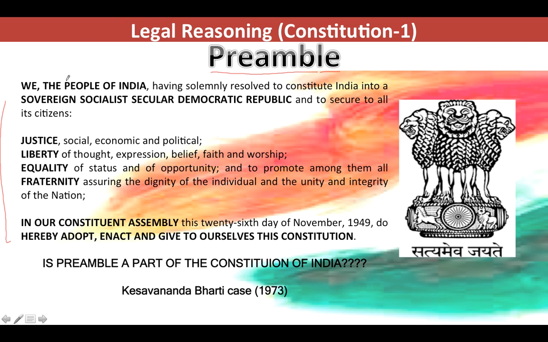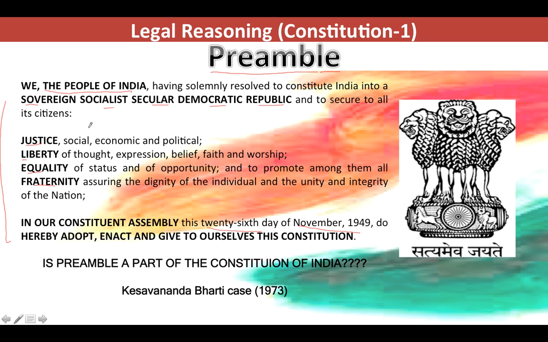It says, "We the people of India," that is, it gives authority and power to the people of India, having solemnly resolved to constitute India into a sovereign, socialist, secular, democratic republic, and to secure to all its citizens justice, which is social, economic, and political, liberty of thought, expression, belief, faith, and worship, equality of status and opportunity, and to promote among them all fraternity, assuring the dignity of individual and unity and integrity of the nation. In our Constituent Assembly, this 26th day of November 1949, do hereby adopt, enact, and give to ourselves this constitution.